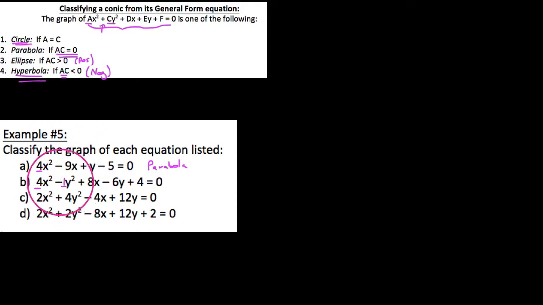So 4 times negative 1 is obviously negative, so this is going to be a hyperbola. But this is also a hyperbola because whenever you have a difference between your two squared terms, then you're dealing with a hyperbola. What if you have a sum of your two squared terms? Like, what if we have a sum like on this next one? We say a times c. In this case, 2 times 4 would be positive, okay? But that would mean that it's an ellipse.